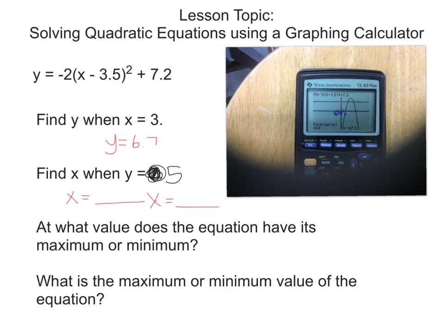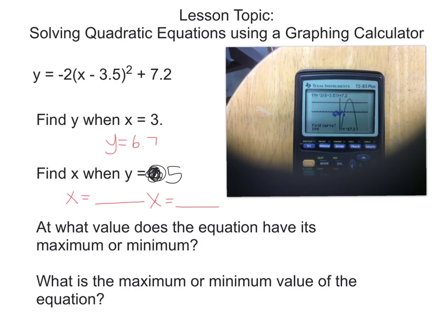All right, now remember, after we hit calculate and 5 for intersect, we have to hit enter 3 times to answer those questions. First curve, enter. Second curve, enter. Guess, enter. So our first answer, when y is 5, we know that x is 2.451, and hopefully you're following along on your own calculator. If you're not, I would suggest you do so. So 2.451 is one answer for x when we know y is 5.